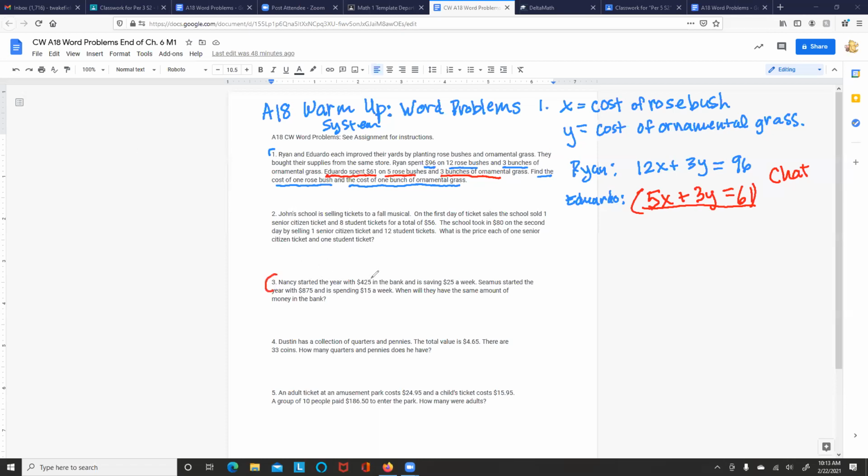Okay, so Nancy started the year with $425 in the bank and is saving $25 a week. So she starts with $425 and each week she saves $25 more. When I read that, I read, hey, slope of a line, equation of a line, y equals mx plus b, right? Can you guys write an equation? Write an equation with this first sentence right here, a y equals mx plus b equation.